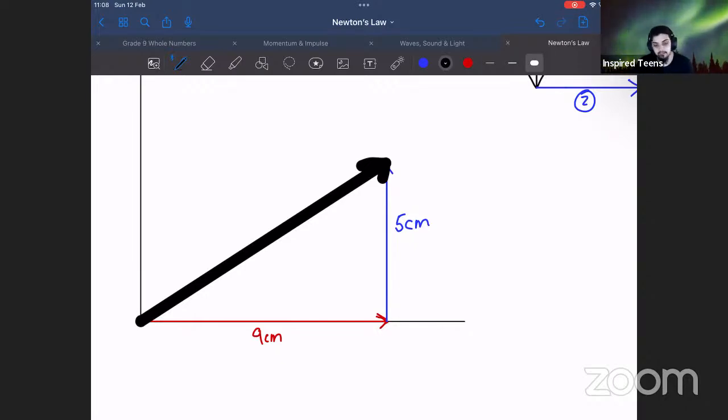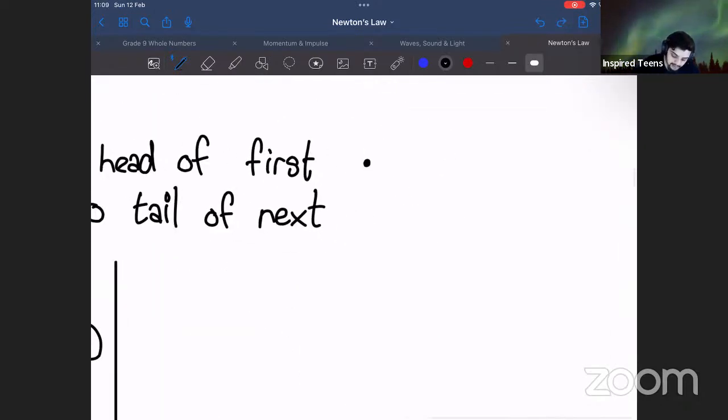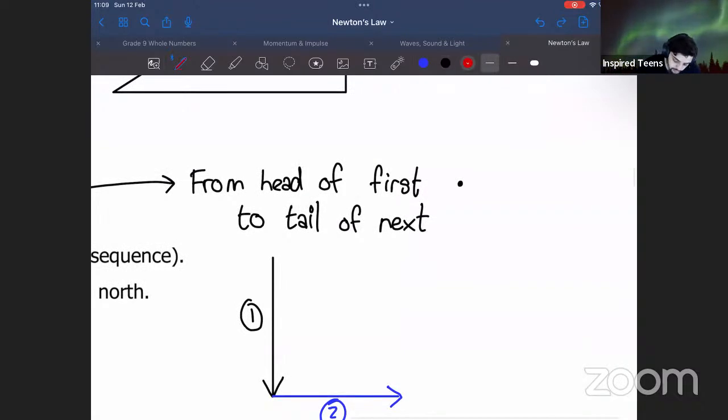So in this case, the 9 centimeters right and the 5 centimeters up could have just been replaced by this one diagonal vector. That's what we would refer to as the resultant vector. And in fact, there's a rule to draw it. So this is just for every vector.